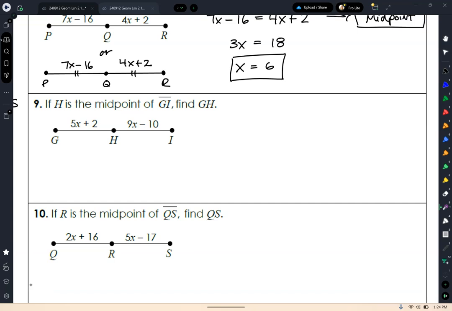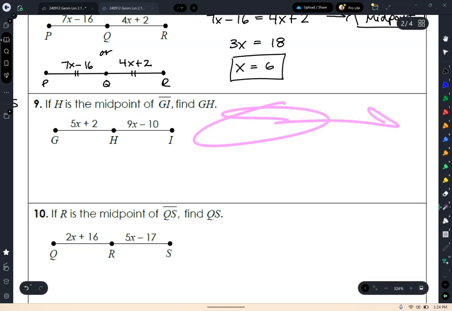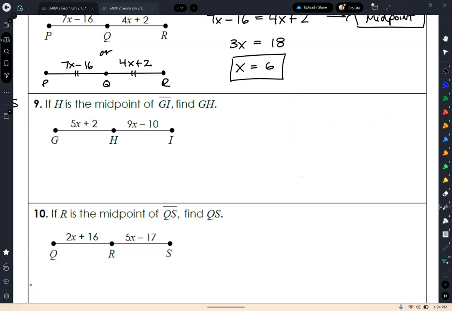Why don't you try to do number 9, set up the problem, name your tool, come down to your answer, do the whole thing. Let's see what you get on number 9. Go ahead. Give it a shot.